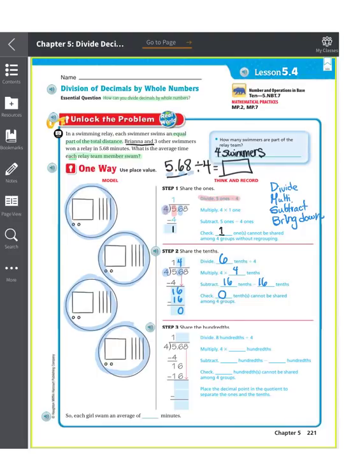So 0 tenths cannot be shared among 4 groups, so I know that I did that right. So now you want to make sure too, in a multiplication or division problem, you just bring the decimal straight up. So it doesn't tell you to do that here, but that's what you need to do. Okay, so now we're going to go ahead and go into the hundredths. We did the tenths. Now we're going to go into the hundredths. So we're actually dividing 8 hundredths by 4.